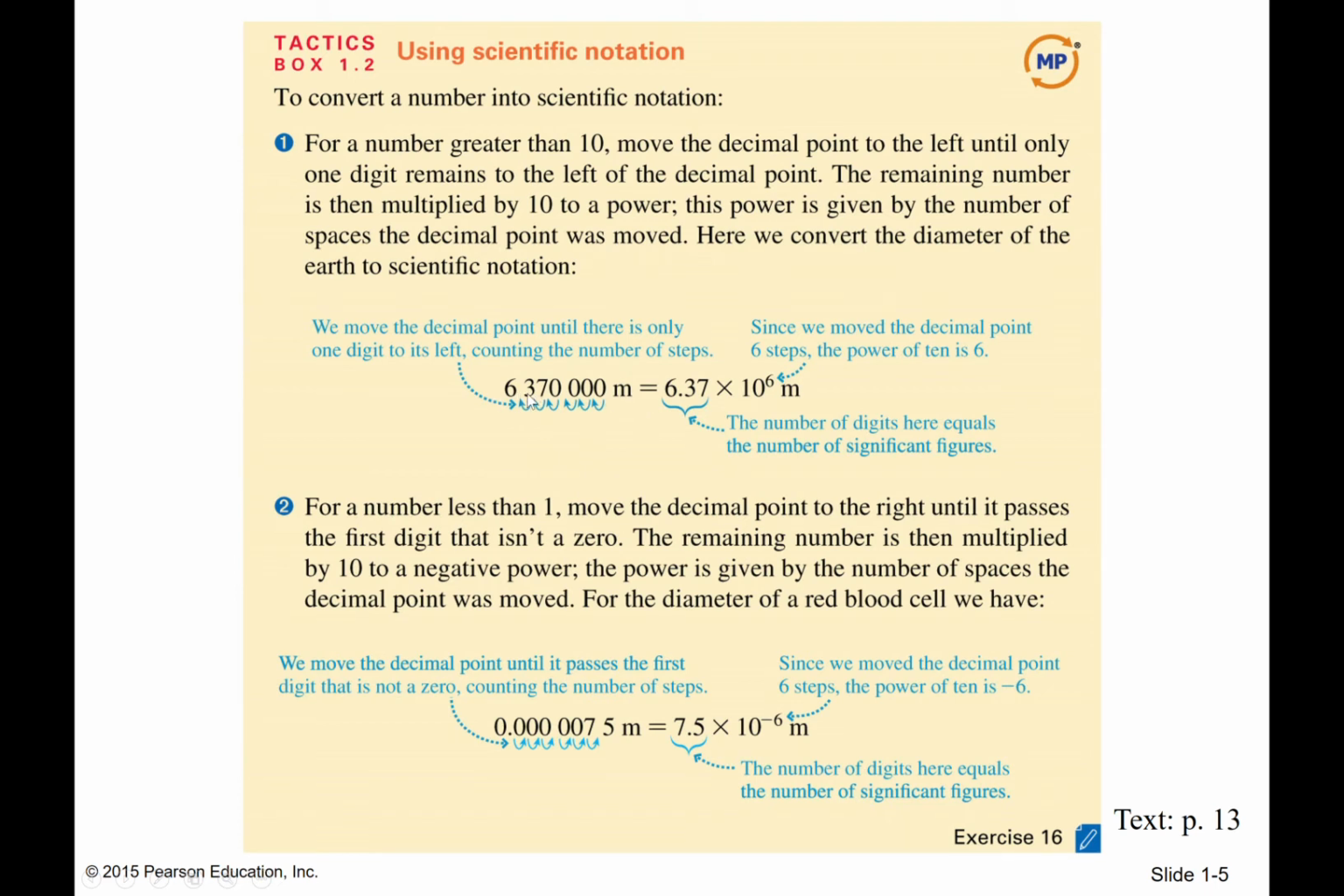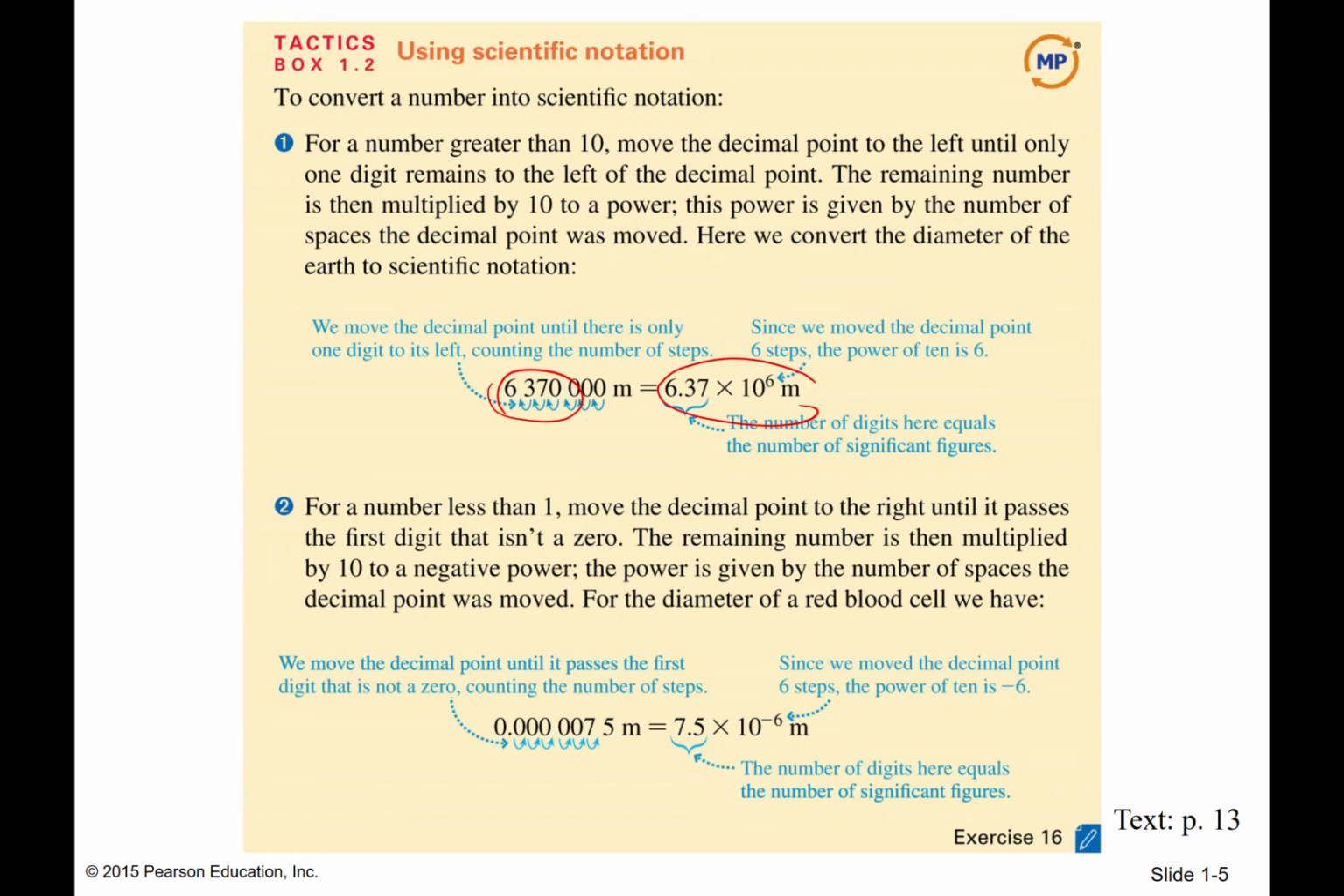This is the diameter of the Earth. So the number of significant figures is 3. These zeros actually contain no information. So I only have 3 significant figures, and I can write this in scientific notation as 6.37, 3 significant figures, times 10 to the 6. When I write this quantity in this format, I'm using scientific notation.